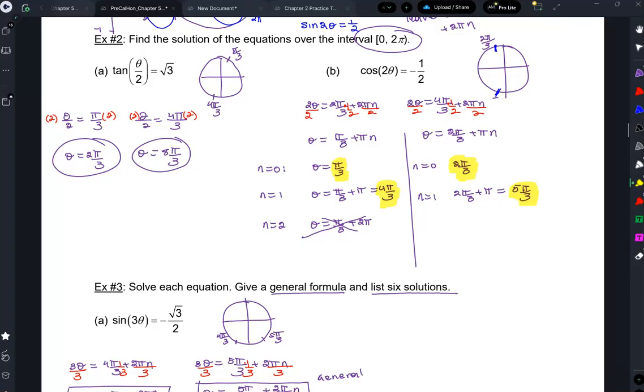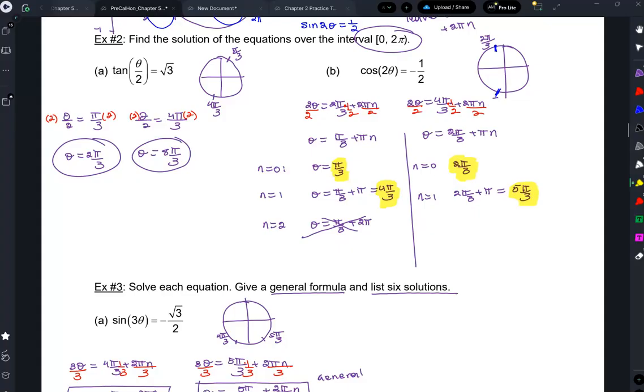Yeah, when I ask for the 6 solutions, then you just need 6. Like there, I'm asking you for a specific number, 6. But here, I'm not giving you the number. I'm telling you find all of them until 2 pi. Okay?